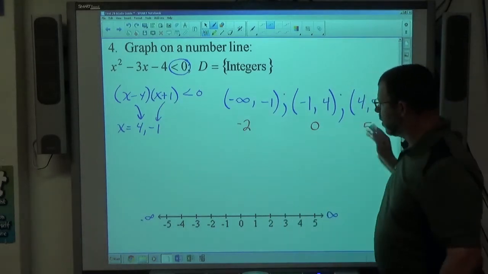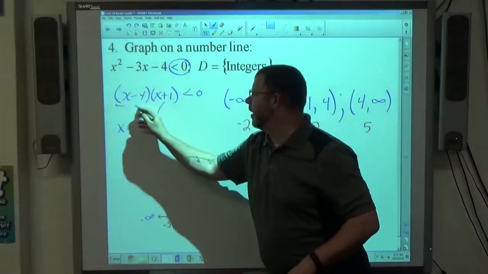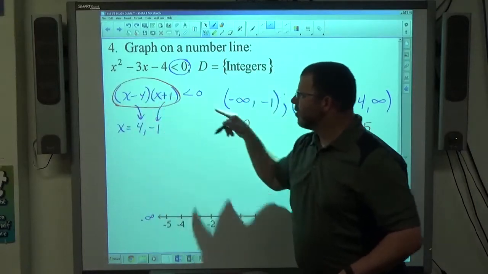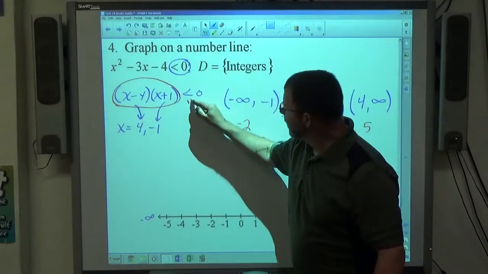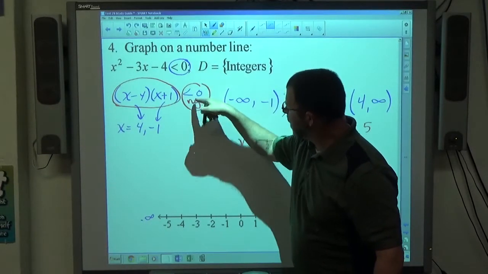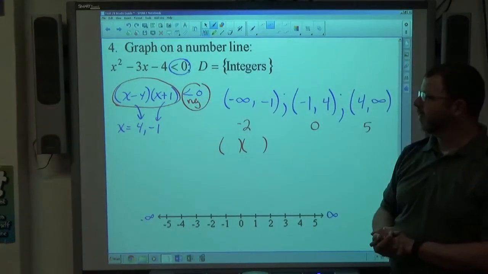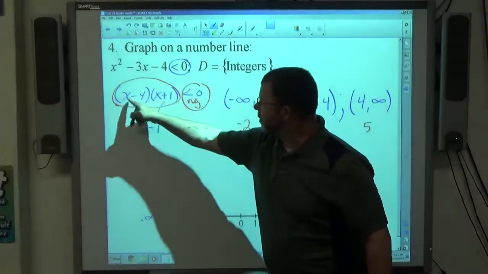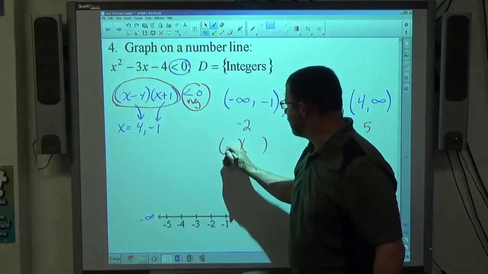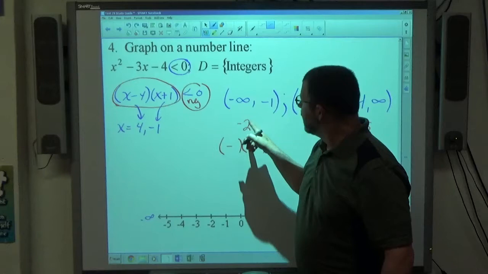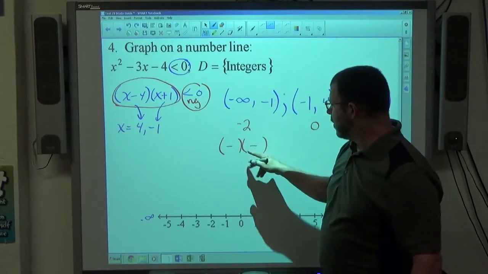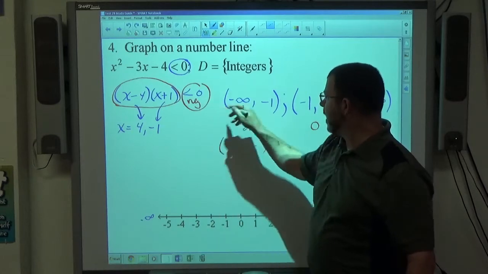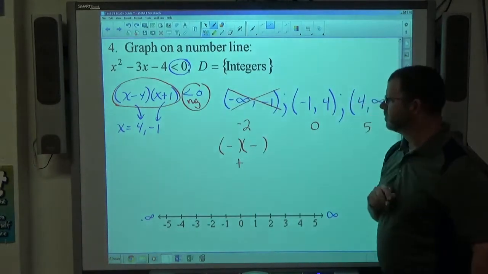These numbers are what are going to be x in this picture right here. And that picture right there, it's very simple. Less than 0 means negative. That's what that means. We're looking for a negative product. So if I put negative 2 in place of x, negative 2 minus 4 is negative 6. All I care about is the sign. Negative 2 plus 1 is negative 1. All I care about is the sign. If I multiply two negatives, I'm going to get a positive. I'm looking for negatives, so that's not a correct interval.